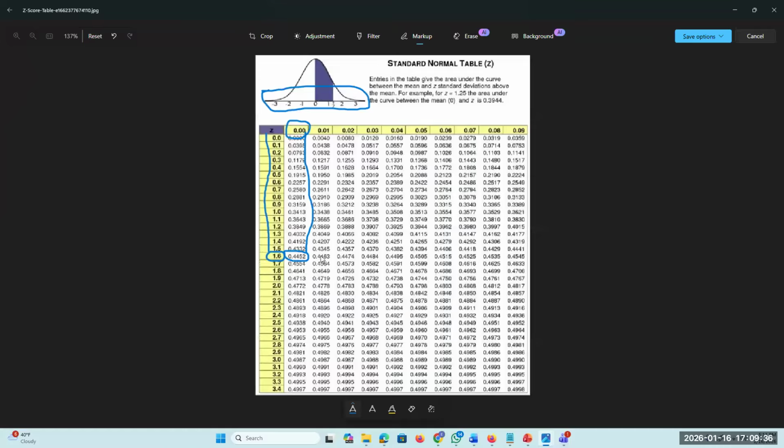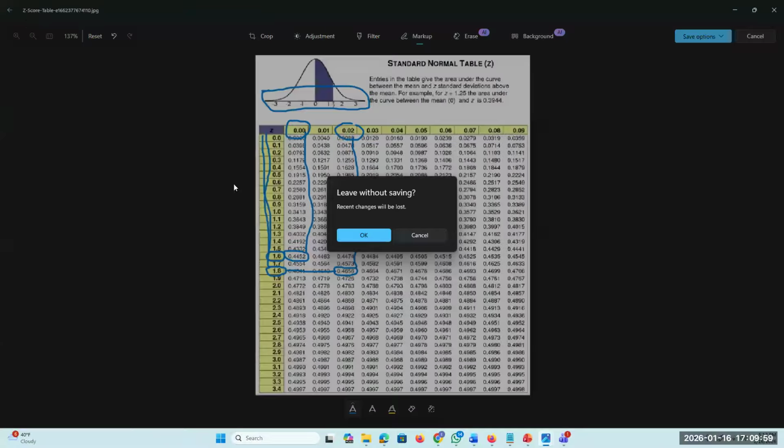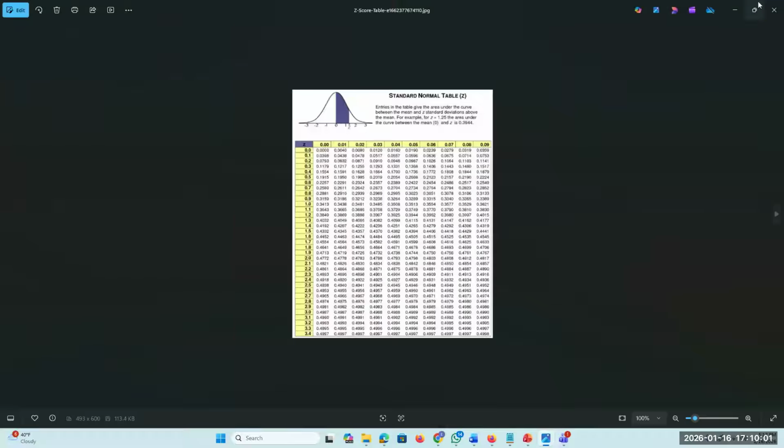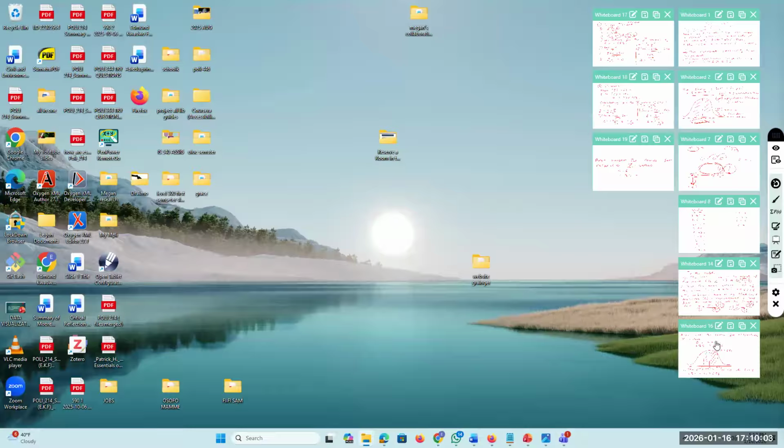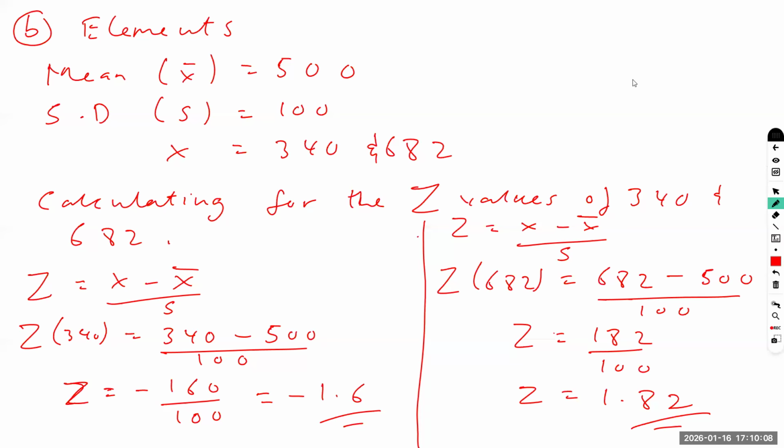Good. Then let's look for 1.82. We'll come and look for 1.8 here. We go to 1.82. The 2 is here. Then we'll track to the intersection of where they meet. This is where they meet. Then we linked up. So this is the answer, 0.4658. I'm just going fast because all these ones we've already done before, so I'm just moving at a faster pace.